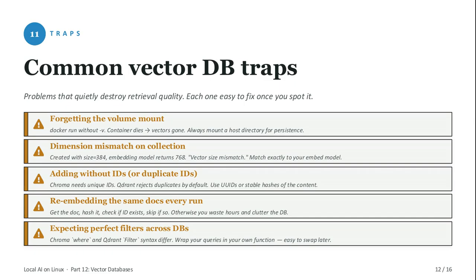Before you start building, let me save you a few evenings of debugging. 5 traps catch almost everyone: forgetting the volume mount so your container dies and takes every vector with it, a dimension mismatch between your collection and your embed model, missing or duplicate IDs, re-embedding the same documents on every run instead of hashing and skipping, and assuming filter syntax is portable between Chroma and Qdrant. It isn't, so wrap your queries in your own function and you'll thank yourself later.